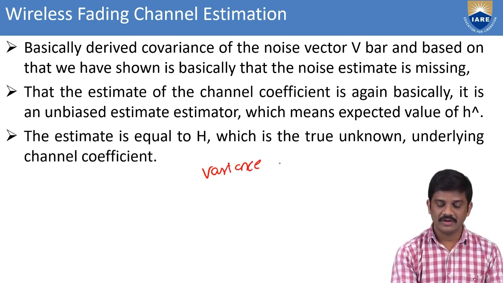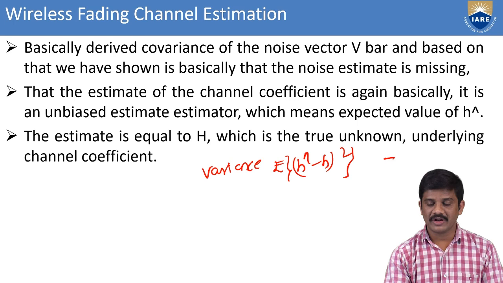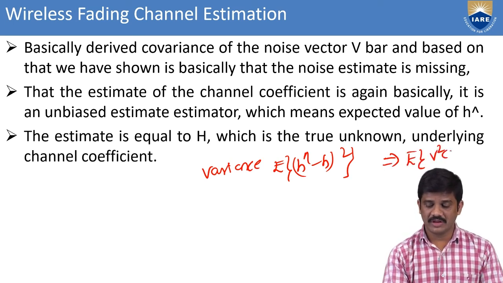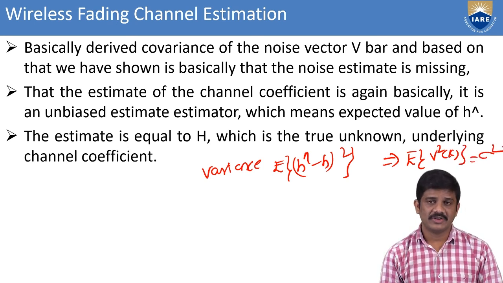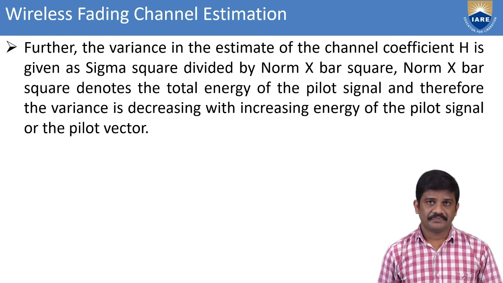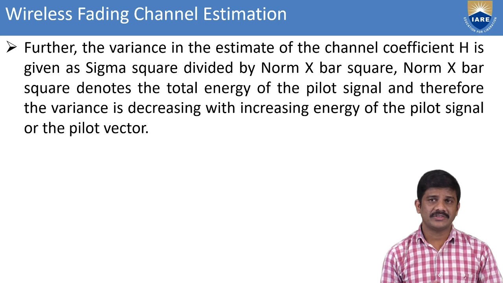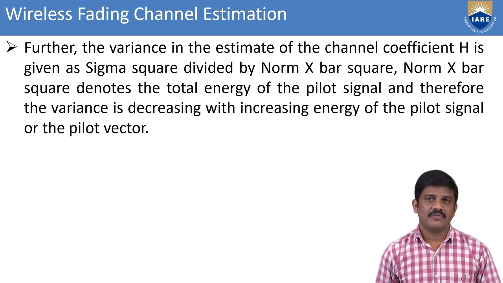Mainly we are taking the estimation of h hat minus h whole square. How can we take this? We know the estimation of v square k equals sigma square, same as we are taking here, and the estimation equals h. Then we take the true unknown parameter, the channel coefficient. Furthermore, we take the total energy and pilot signals, and therefore the variance decreases with increasing energy of the pilot signal, the pilot vector.